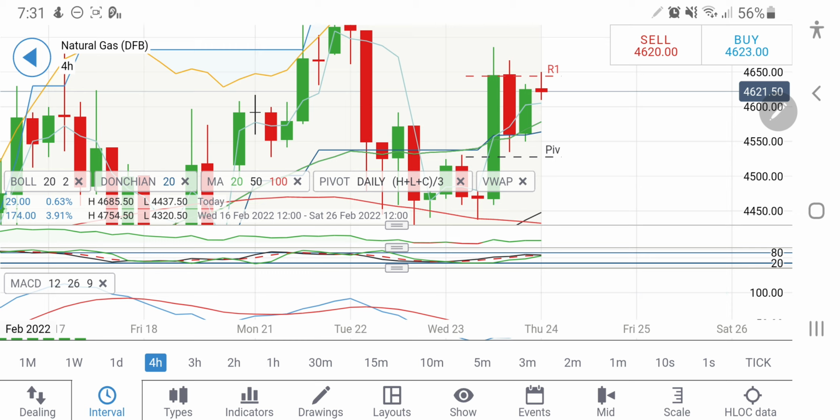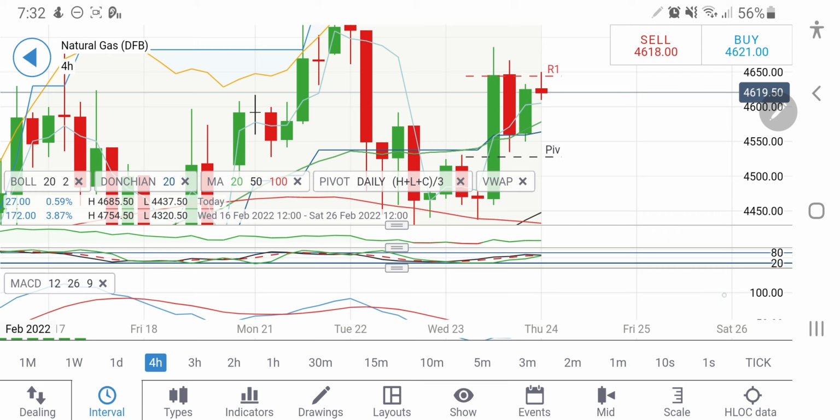Don't trade between 4650 and 4550 levels, or 4.65 and 4.55 levels. Any move above or below, the next target on the upside is 4700, 4800, 4900, 5000. It can go till towards 5000 levels. On the downside, below 4.55 levels or 4550 levels, 4520, 4450 and 4400. Below 4400, sky is the limit, it can drop heavily. So this is all for natural gas.